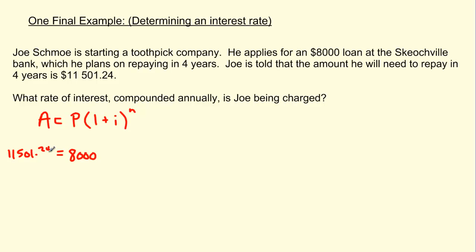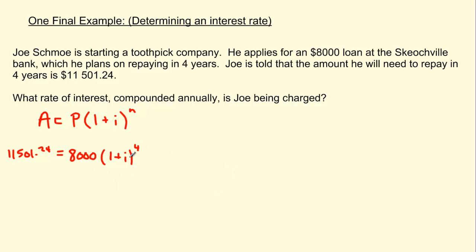$11,501.24. We don't know the I, so I'm going to keep this as 1 plus I in the brackets. The number of compounding periods: he's going to repay this back in 4 years, and it's compounded annually, which means it's just once per year. So once per year times 4 years is equal to 4. So our n value will be 4.